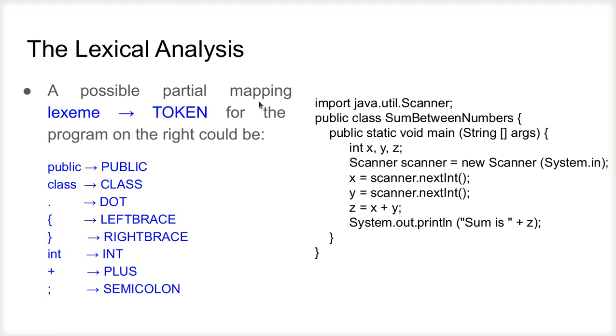So a possible partial mapping from lexeme to token for the program on the right could be: lexeme public being mapped to token public, lexeme class being mapped to token class, lexeme dot being mapped to token dot, and so on for left brace, right brace, int, plus, and semicolon.